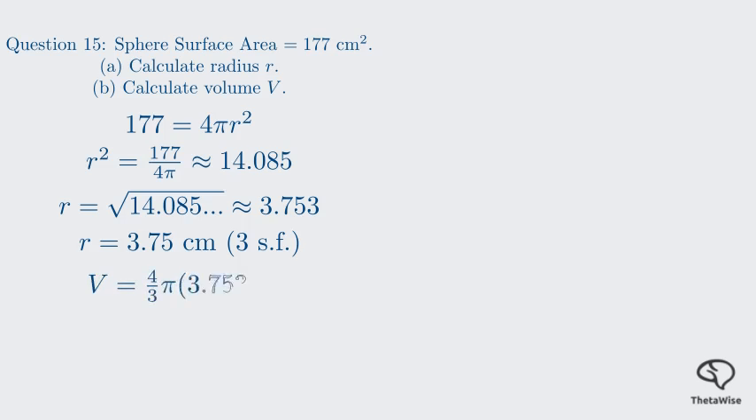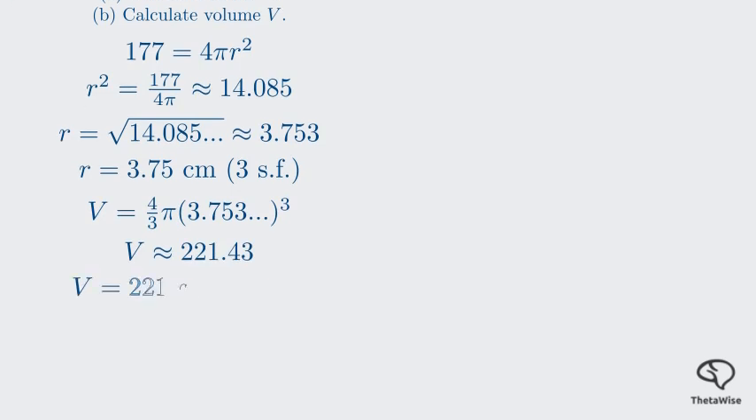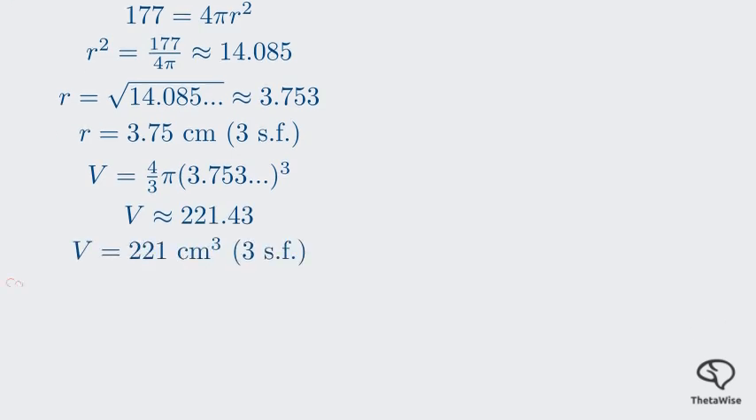For part B, we use the volume formula 4/3 times pi times radius cubed. Use the unrounded radius for accuracy. This gives us 221.43. To 3 significant figures, the volume is 221 cubic centimeters. Common mistake: forgetting to cube the radius in the volume formula. Many students accidentally square it because the area formula uses a square.